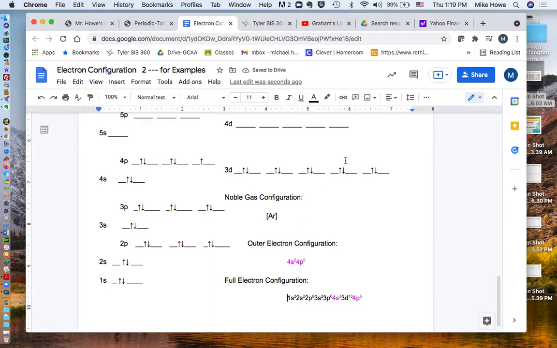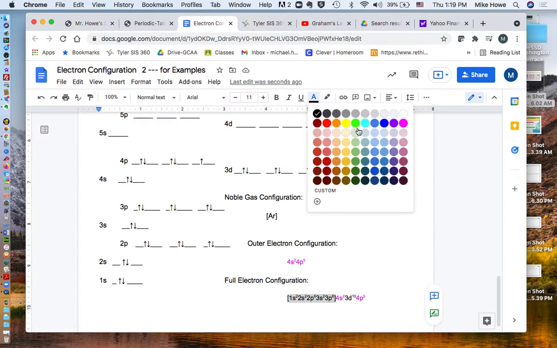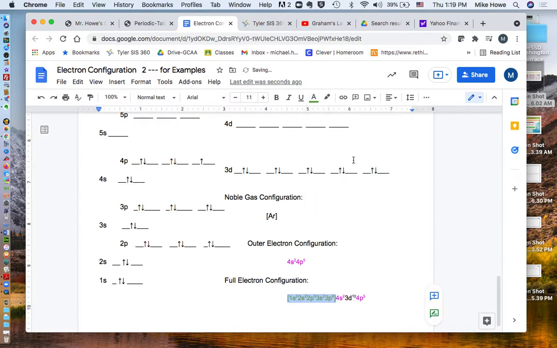So down here, these electrons in the brackets are actually the same thing. So all of this is the same thing as saying Ar up above in brackets. So the stuff in green down here is this up here. They mean the same thing.